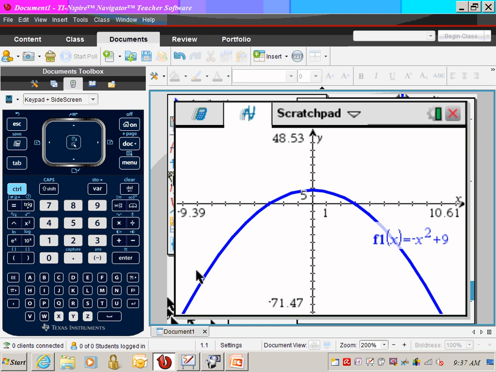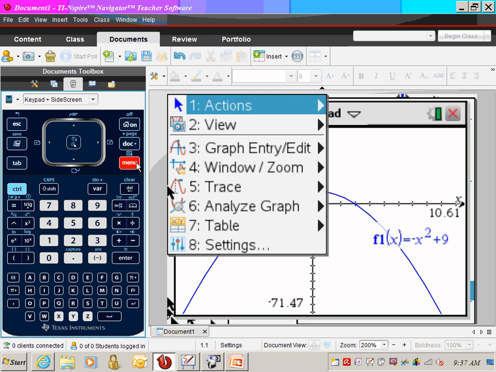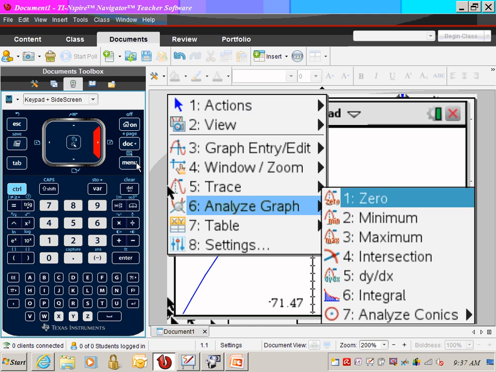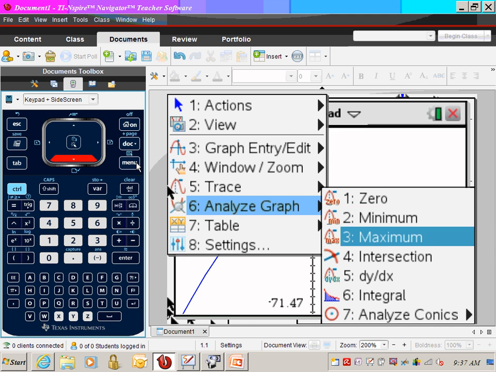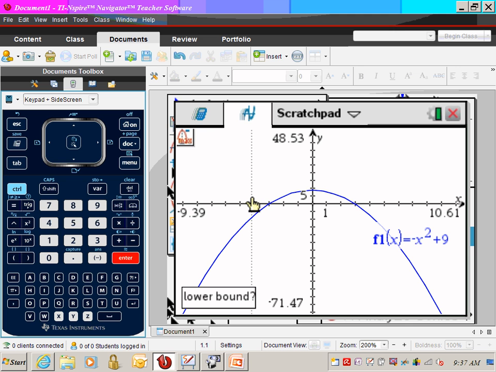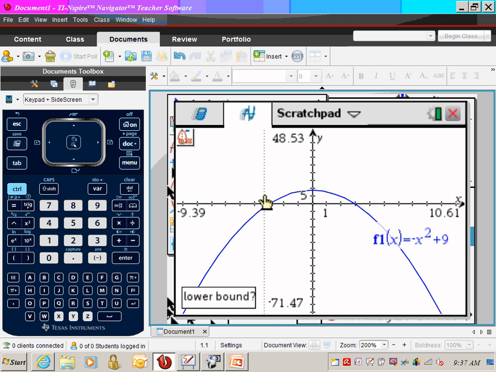Alright, now we want to get the vertex, so I'm going to go Menu. Then what? Analyze graph, and then maximum. Good, this one has a maximum. So go to the left, click, shade the maximum, and then click again. Did everybody get 0, 9?